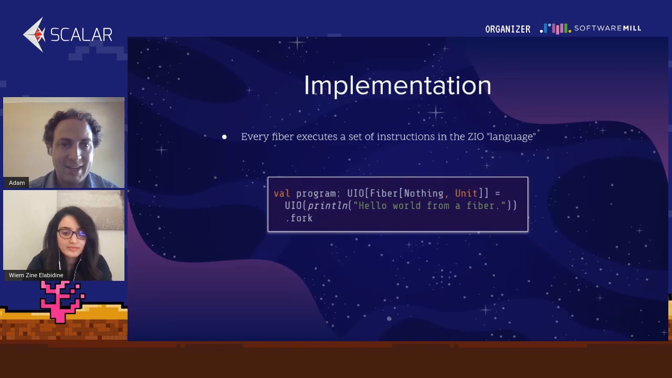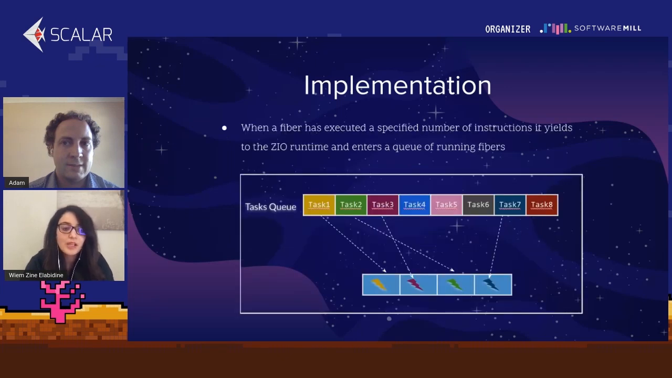So how does this actually get implemented? For example, if you have an IO, when you create a fiber using fork, this fiber will execute the instruction inside this IO. For this example, it will go and print out in the console "hello world from a fiber". Let's see how this happens internally. Each concurrent task will be stored in a queue, and each fiber will take tasks and execute them.